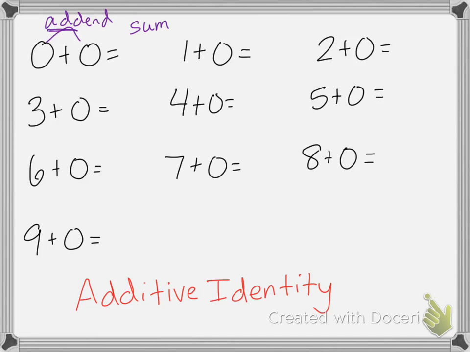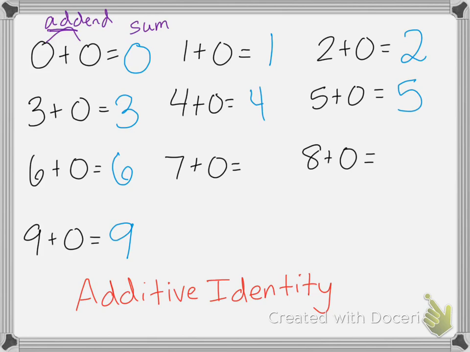So 0 plus 0 is 0. 3 plus 0 is 3. 6 plus 0 is 6. 9 plus 0 is 9. 1 plus 0 is 1. 2 plus 0 is 2, 4 plus 0 is 4, 5 plus 0 is 5, 7 plus 0 is 7, and 8 plus 0 is 8.